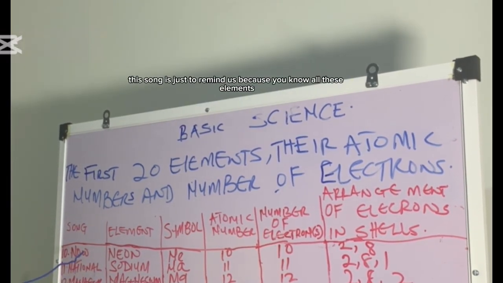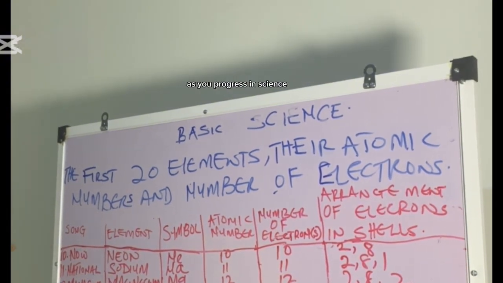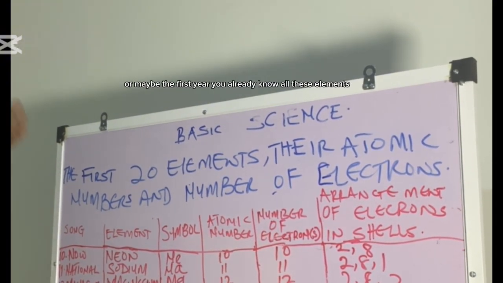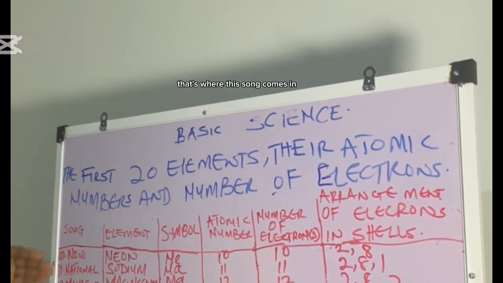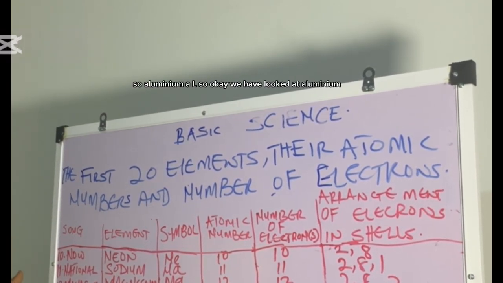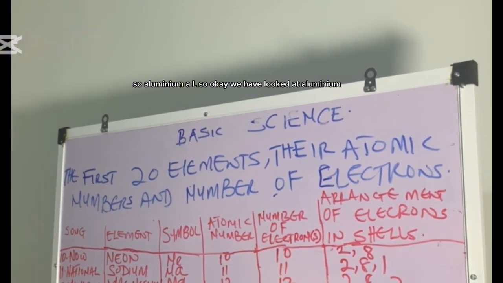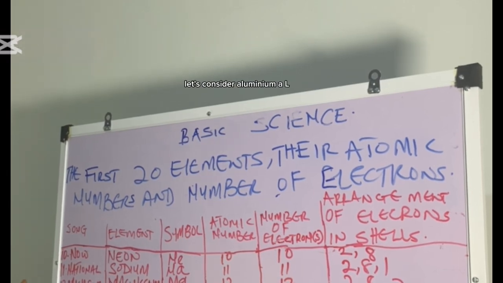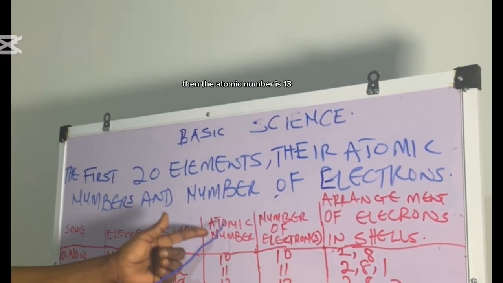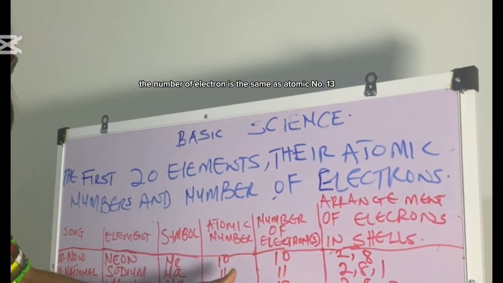Remember this song is just to remind us, because you know all these elements as you progress in science, or maybe the first year you already know all these elements, and the first 20 elements contain all this, but how do I arrange them? That's where this song comes in. So aluminium, Al. So okay, we have looked at aluminium. Let's consider aluminium Al. Then the atomic number is 13. The number of electrons is the same thing as atomic number, 13.